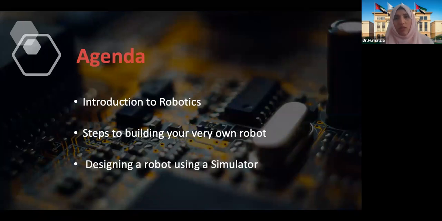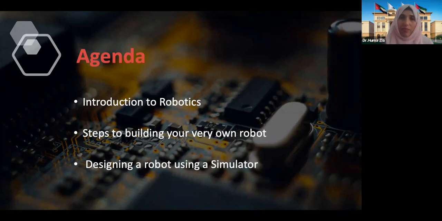Now, the agenda for this workshop, or the outline, is that I'm going to introduce robotics to you guys. Then we'll talk about some of the basic steps to building our own robot and designing a robot using a simulator. So in the end, I'll show you a simulator on which a simple robot can be designed, and then the program can be loaded into an Arduino microcontroller and make it work.